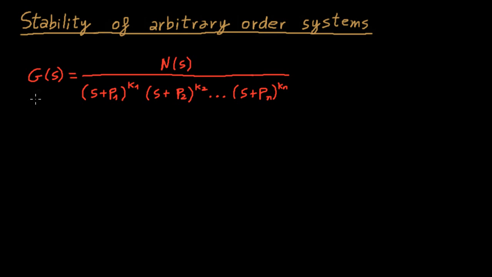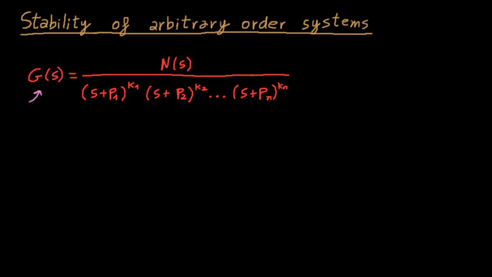So our starting point is a general transfer function G(s). Let's assume that we've already found the poles of the transfer function, which are minus p1, minus p2, minus p3 and all the rest until minus pn. And to be more general, let's assume that each one of those poles has its own multiplicity. For example, minus p1 appears k1 times, minus p2 appears k2 times, and so on. The numerator is written just as N(s) because we won't use it in our calculations. As we know, the numerator doesn't affect stability. The zeros don't affect stability.